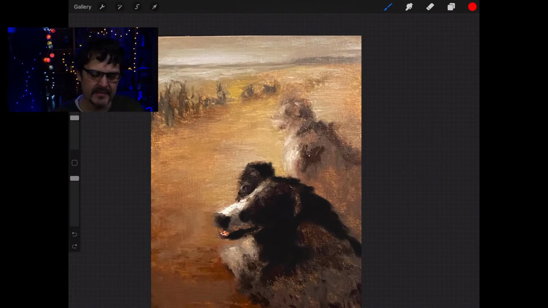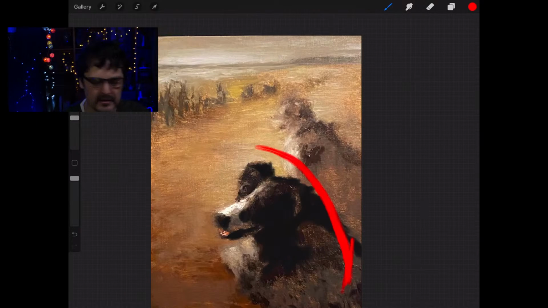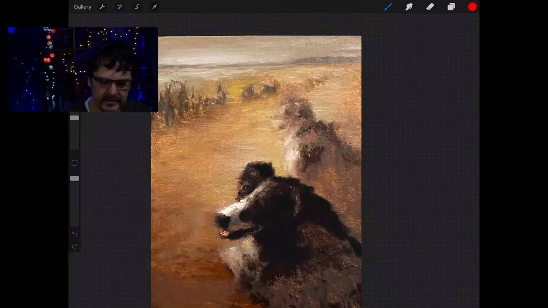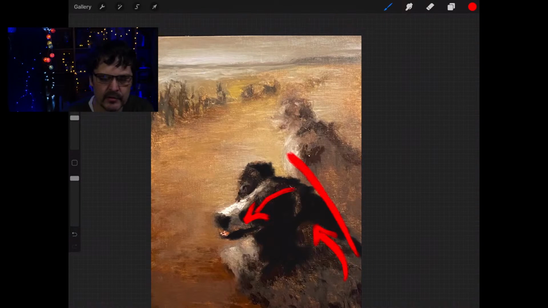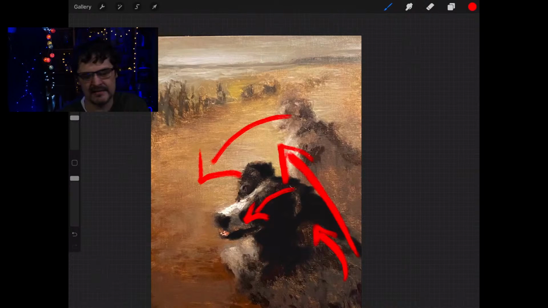I would go, so this is about Ziggy, and I like him going here, and I like him coming out there. But he's kind of doing that, right? He's doing that, and then we're doing that. You see where I'm going here? If this is what the painting's really about, then maybe it should do that and that.